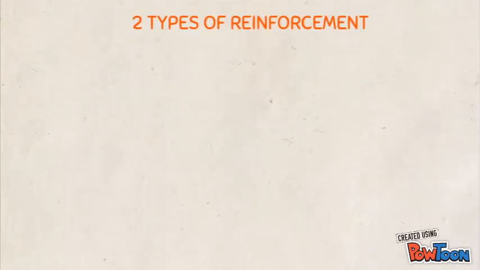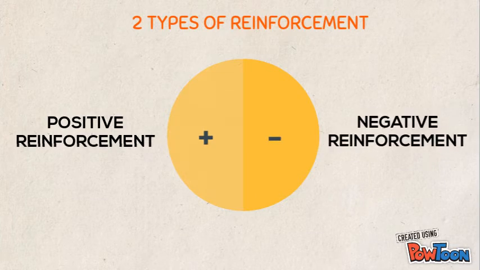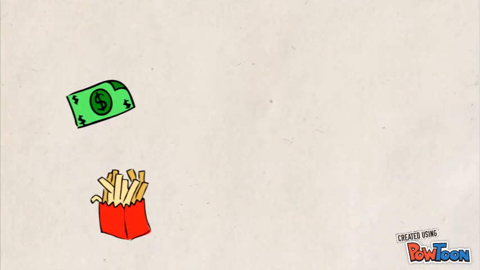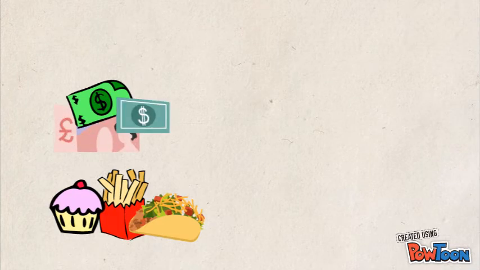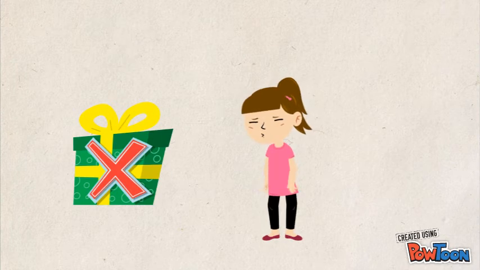However, there are two types of reinforcement, positive and negative reinforcement. In positive reinforcement, the individual is presented with a reinforcer or a stimulus that would strengthen the behavior. However, in negative reinforcement, the stimulus is taken away.